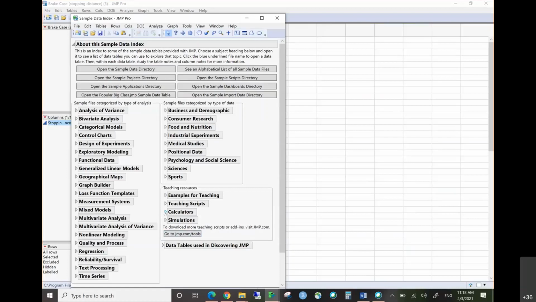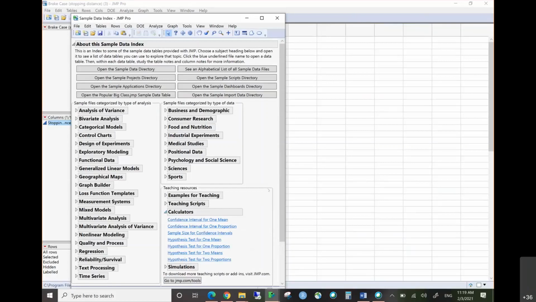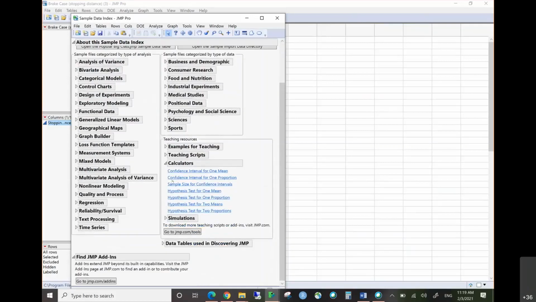Click that triangle here. You will have the calculators for all of these options. We will use all of these options this semester. But for now, we only have the confidence interval for one mean and the confidence interval for one proportion.